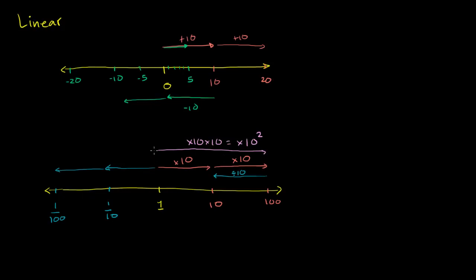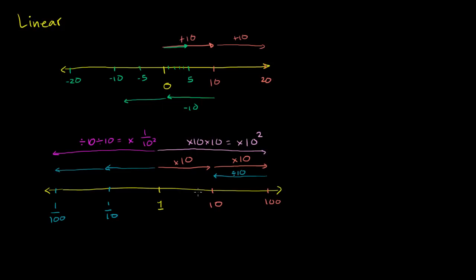Same thing if I go to the left that distance twice. If I go to the left, let me do that in a new color. If I go to the left that distance twice, this will be the same thing as dividing by 10 twice. Dividing by 10, which is the same thing as multiplying by, one way to think of it, 1/10 squared. Or dividing by 10 squared is another way of thinking about it. And so that might be hopefully a little bit intuitive.